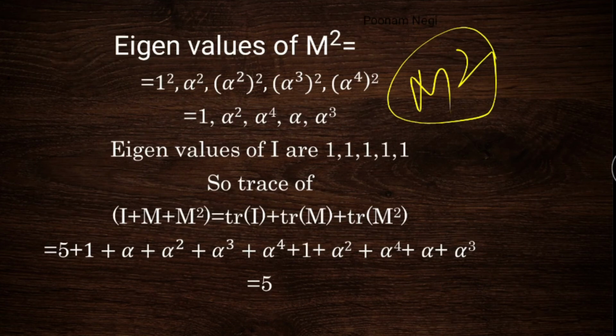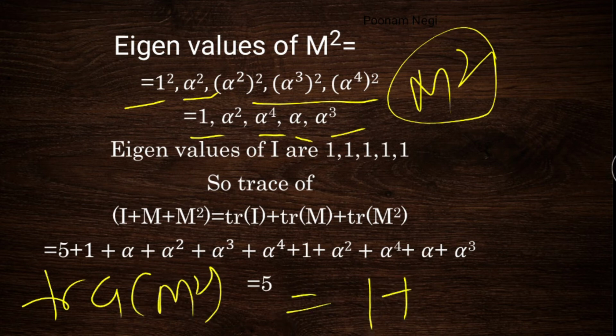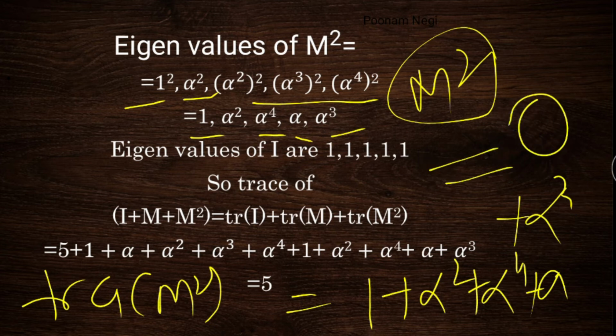Now the eigenvalues of M square will be 1 square, alpha square, and like this it will give us 1, alpha square, alpha to the power 4, alpha and alpha cube. That's why the trace of this M square will be 1 plus alpha square plus alpha to the power 4 plus alpha cube, which again equals 0, as alpha is the fifth root of unity.